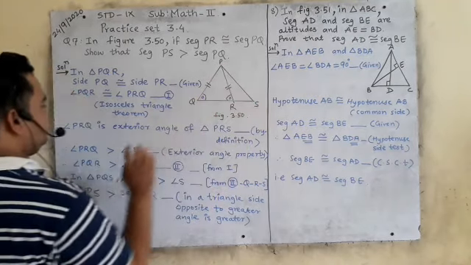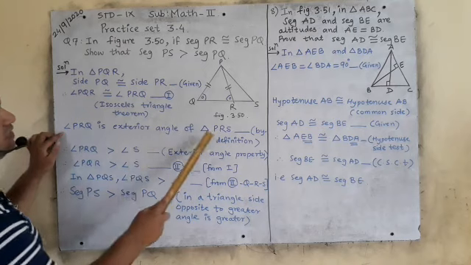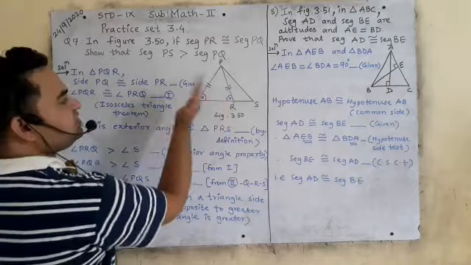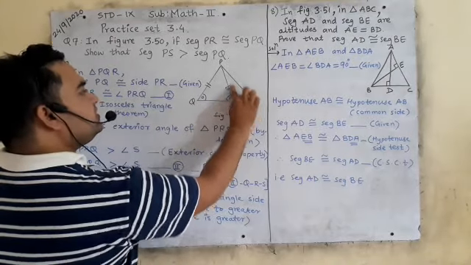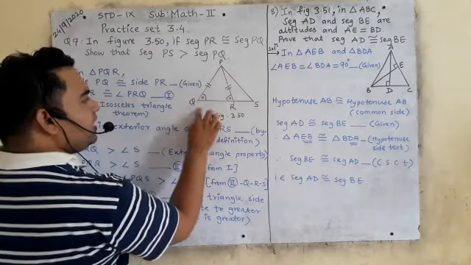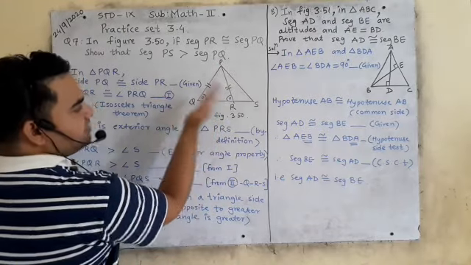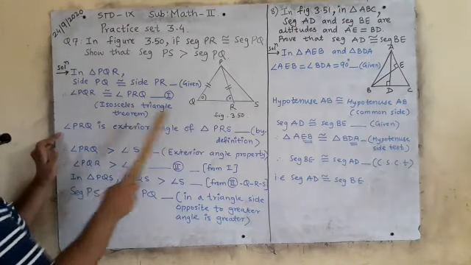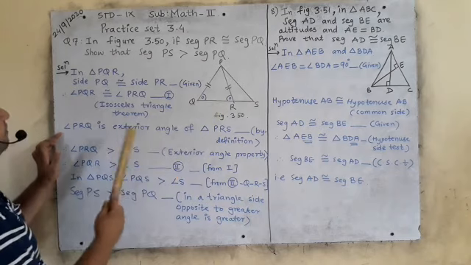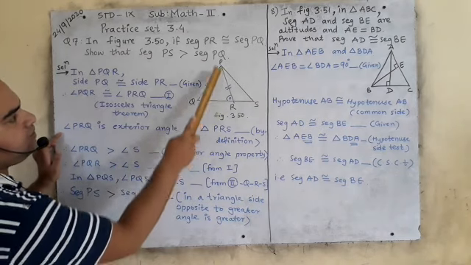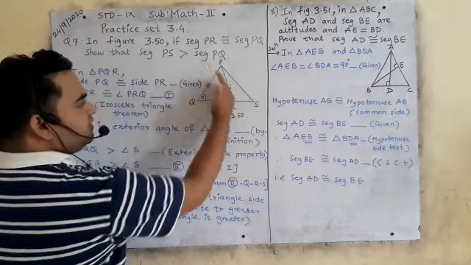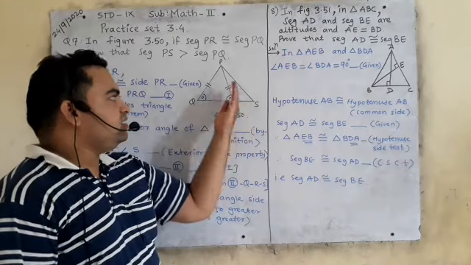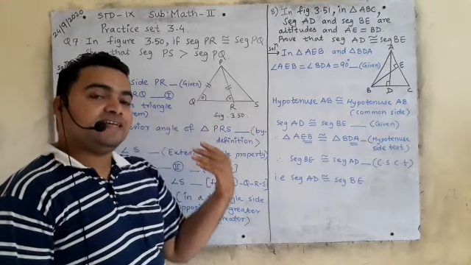See, triangle PRS. Now we have to see the triangle PRS. In triangle PRS, angle PRQ is an exterior angle of triangle PRS. This angle PRQ, on the left hand side, is an exterior angle of this triangle PRS. This is PRS and this is its exterior angle by definition. As we know, if we are talking about this triangle, this angle will be considered an exterior angle.